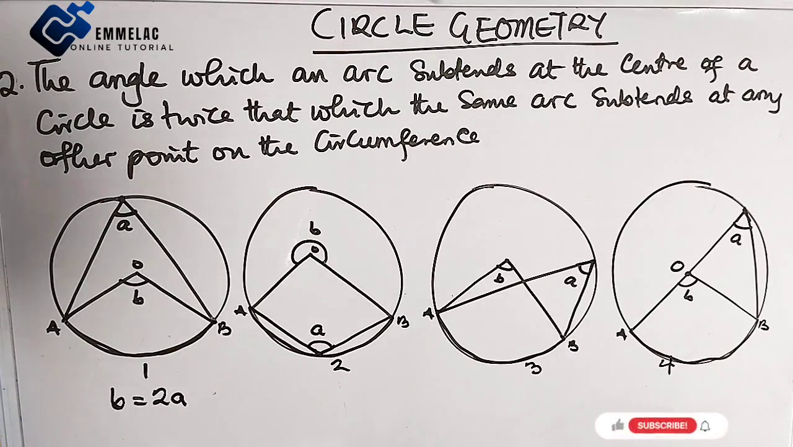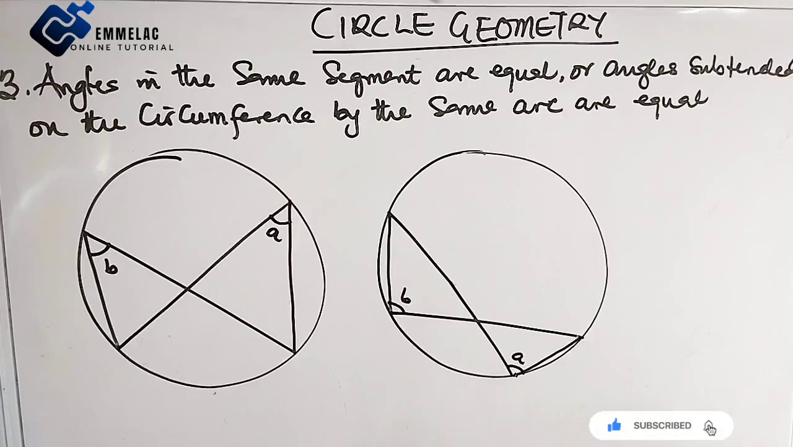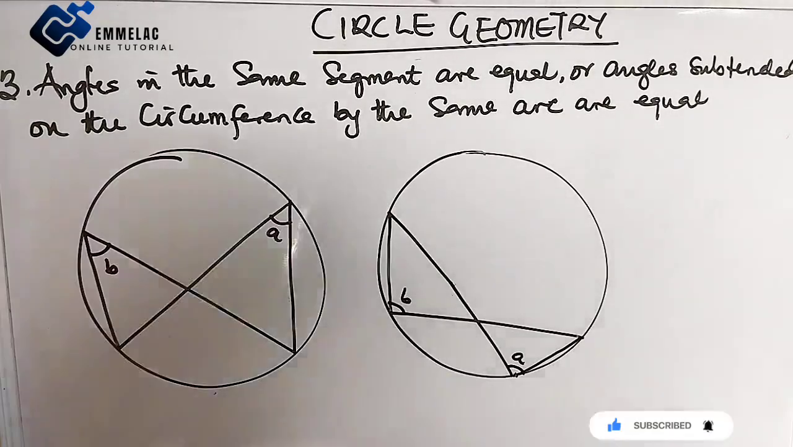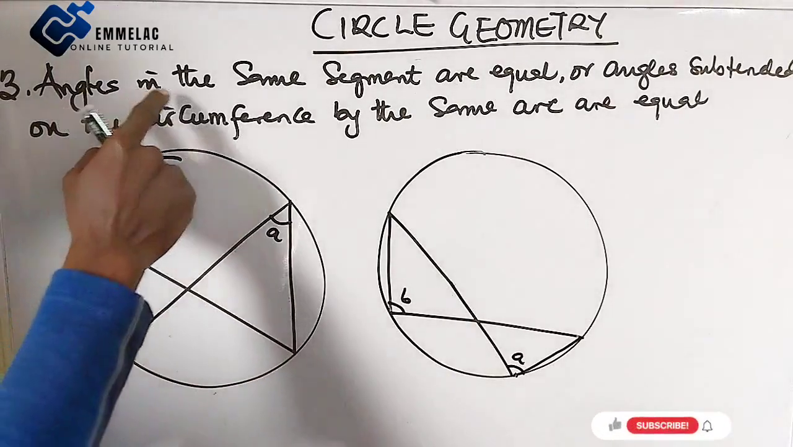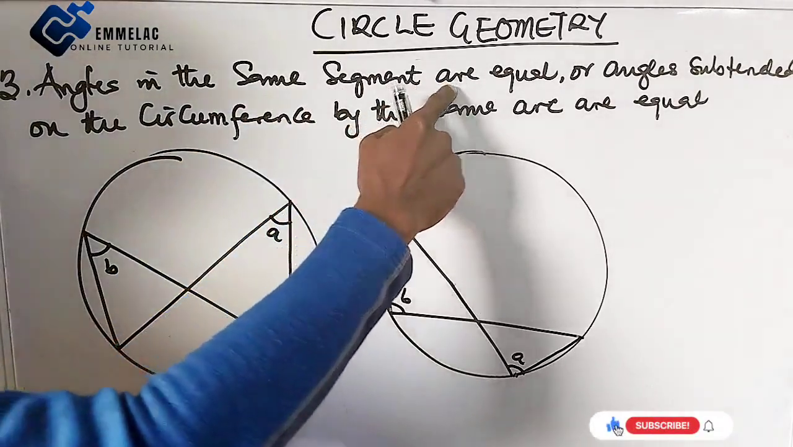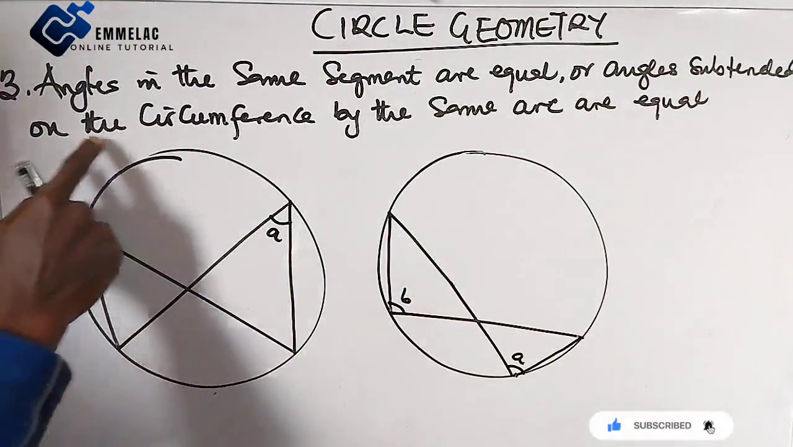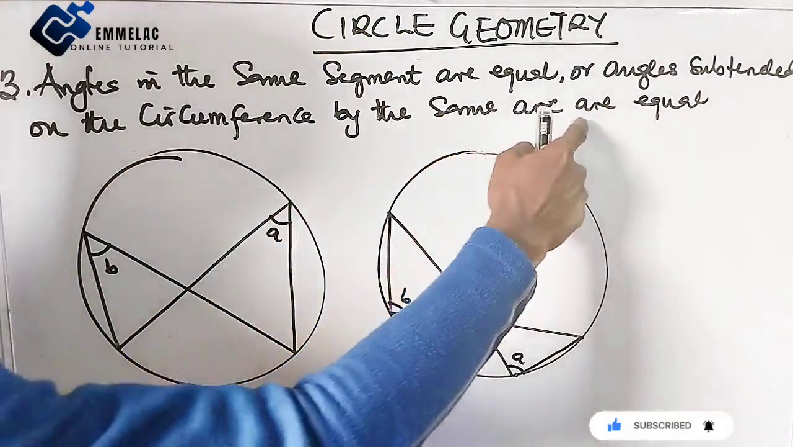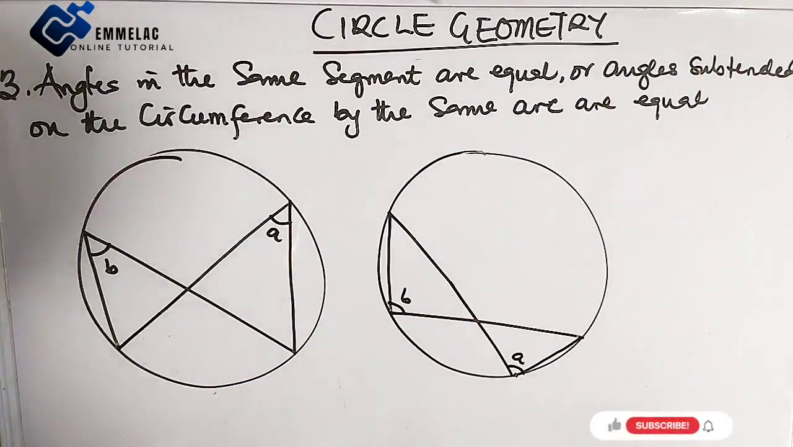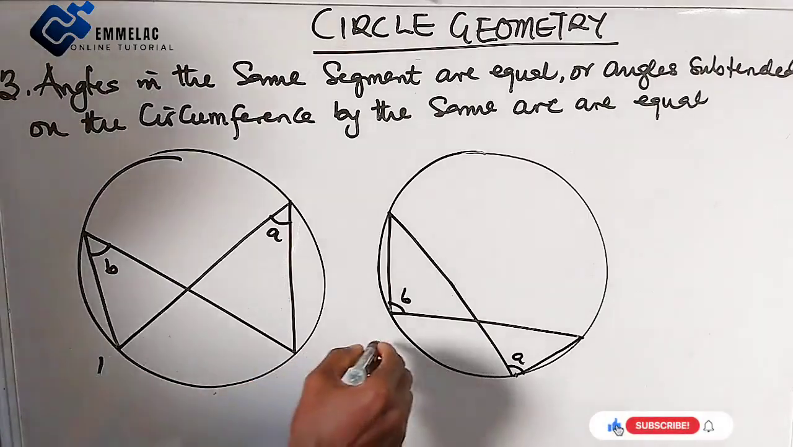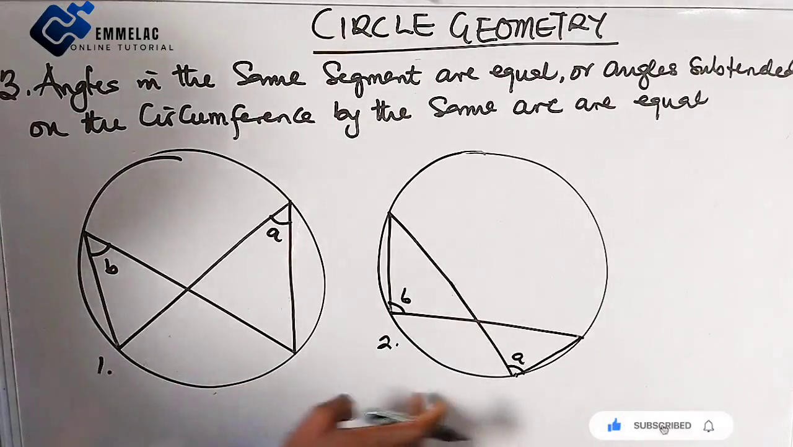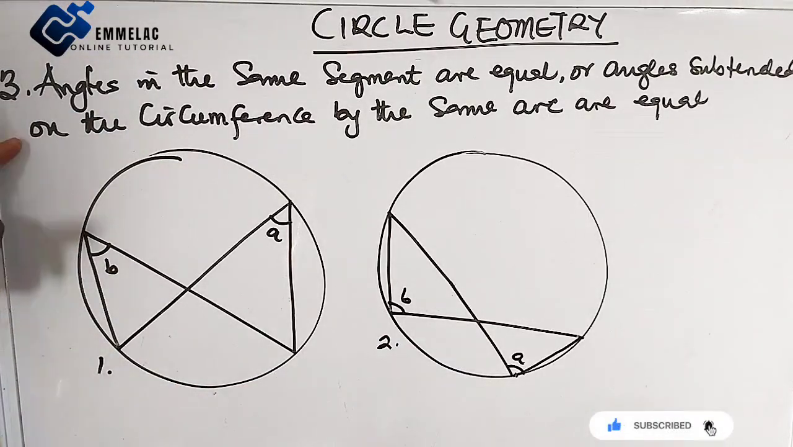Now let's move to the third theorem of circle geometry, and it says angles in the same segment are equal, or angles subtended on the circumference by the same arc are equal. This is case 1 and this is case 2. Either of these diagrams applies to this rule.